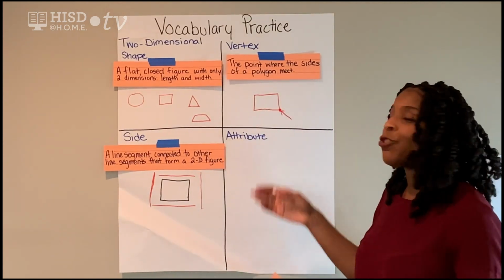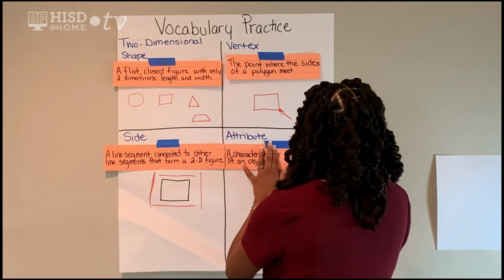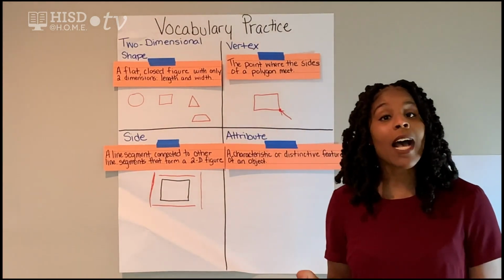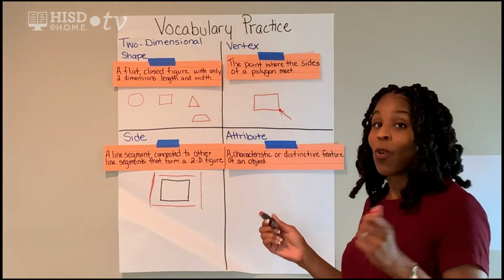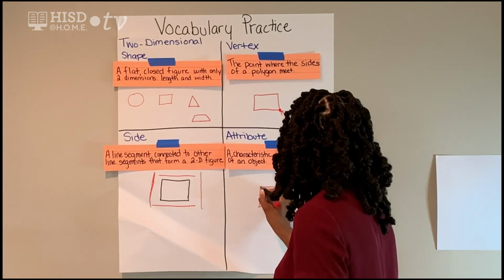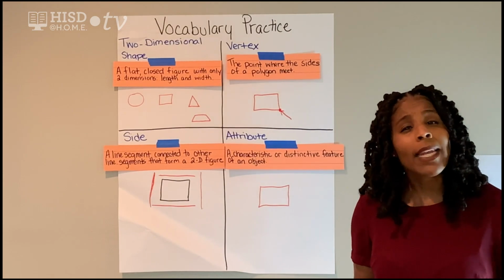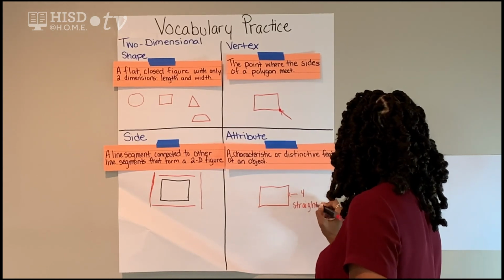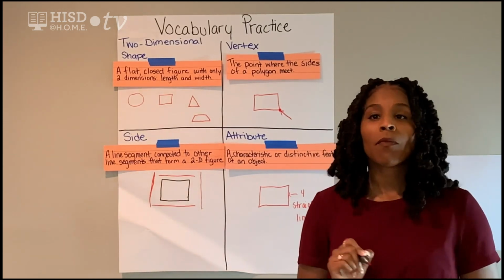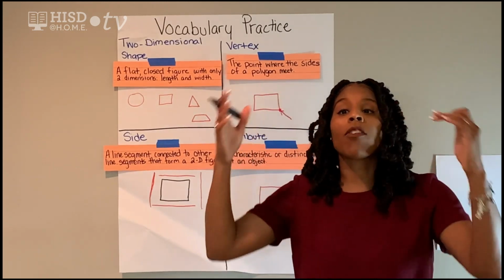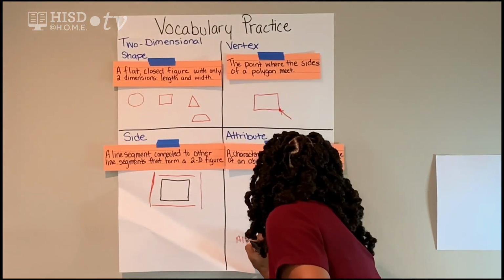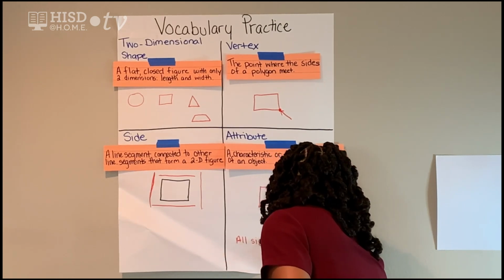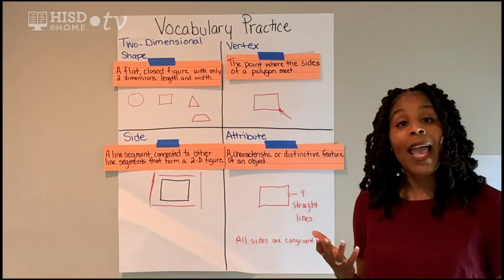Our next vocabulary word is attribute. Attribute, a characteristic or a distinctive feature of an object. So now I want to draw a square again. And the attributes of a square is we have four straight lines. Another attribute of a square is all sides are congruent. Now we have listed two attributes of a square.